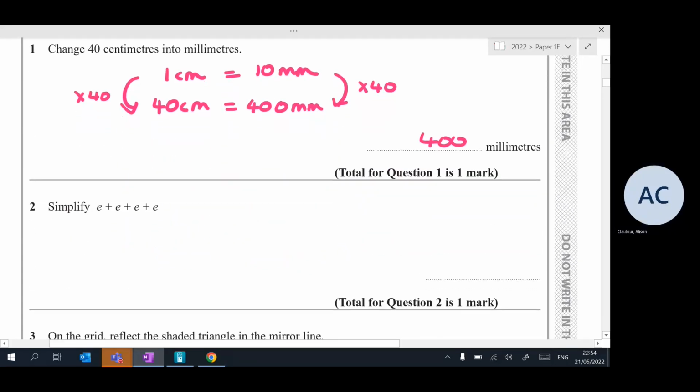Question 2. E plus E plus E plus E. So I've got 4 E's. My answer is 4E.